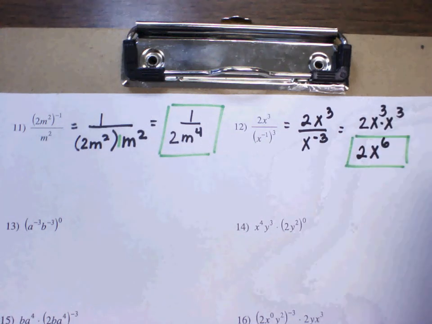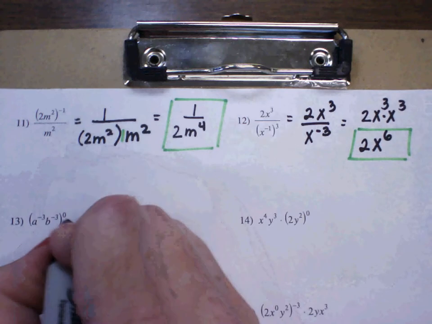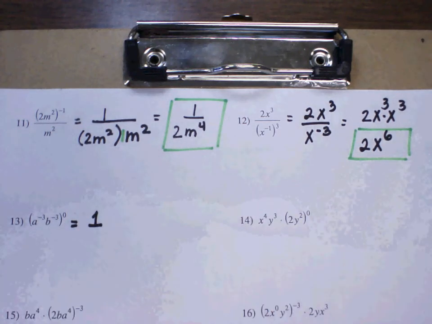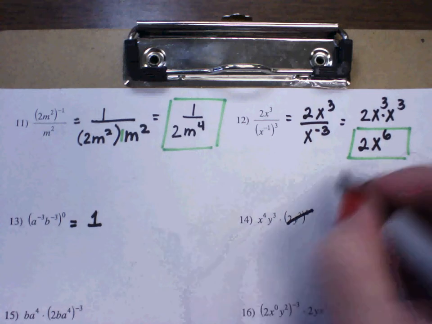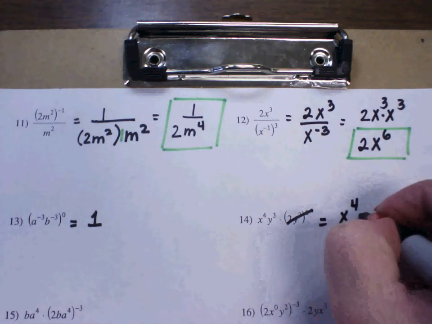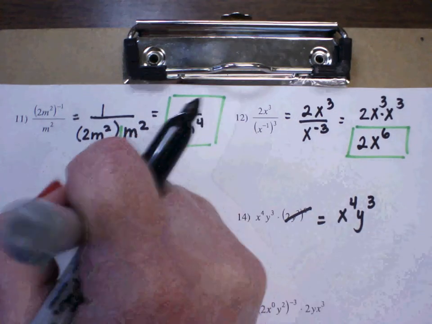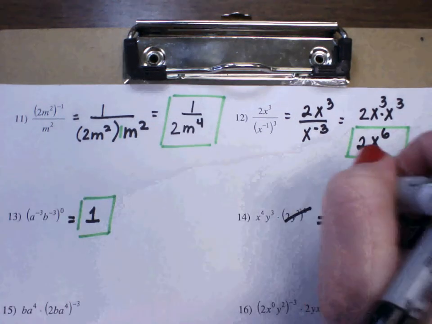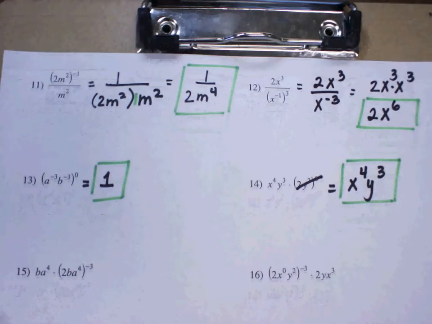All right. Oh, that one's so easy because everything to the 0 power would be 1. You're done. All right. This is 1. So what's your answer? X to the 4th, y to the 3rd, and that's it. Those were easy. See, and you guys wanted a video. You did not need a video. This is too easy to do. All right. Let's go to the next one.